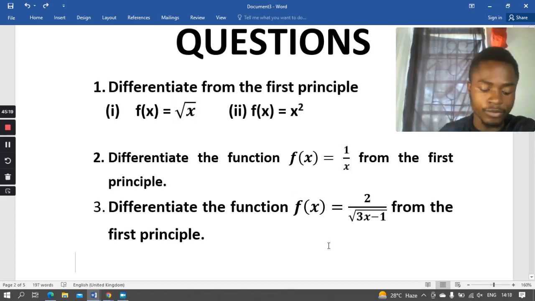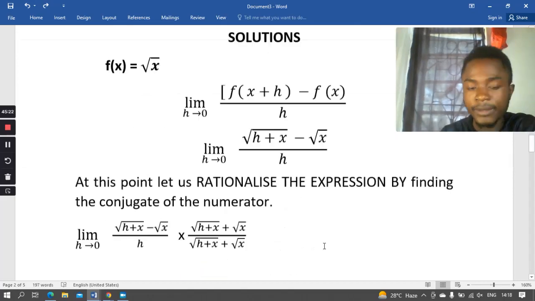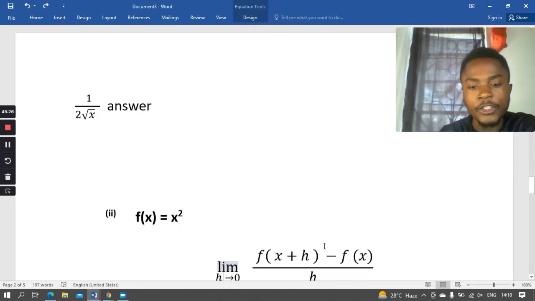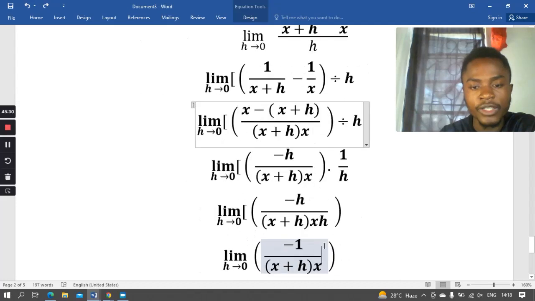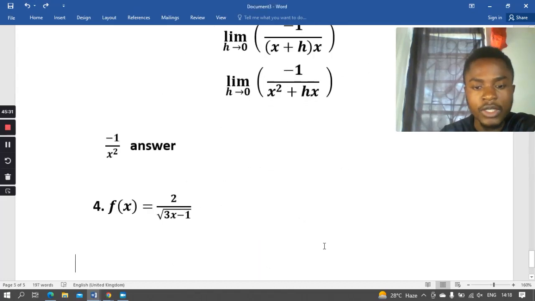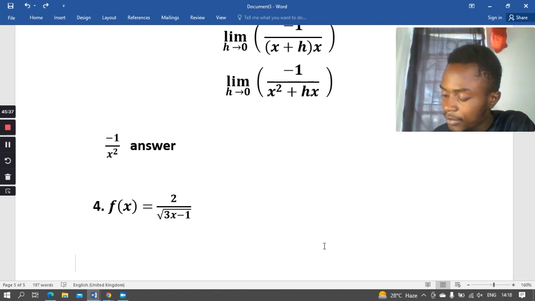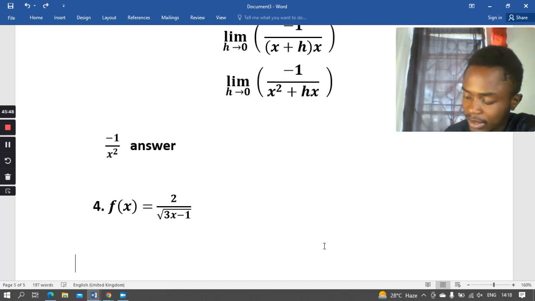Let me not waste much time trying to explain those two principles which I've already explained. So just quickly go down. Unless we have a question from the previous example, but in the meantime, I would love you guys to pay particular attention, please, especially on this question.